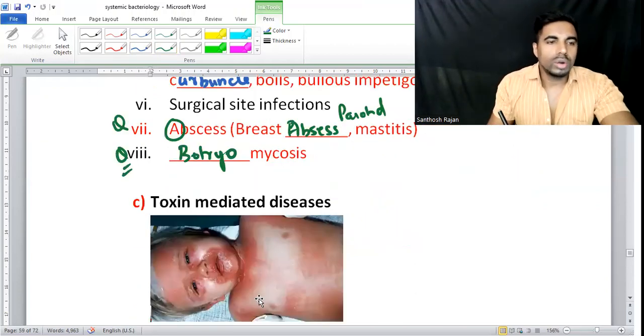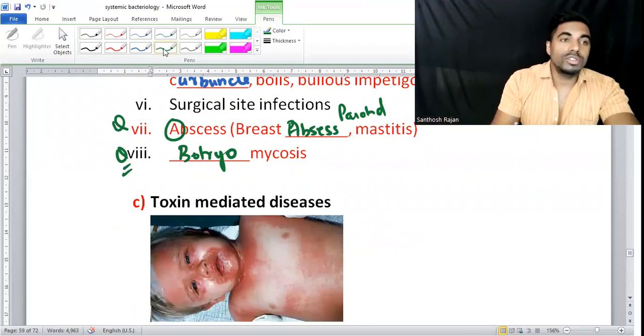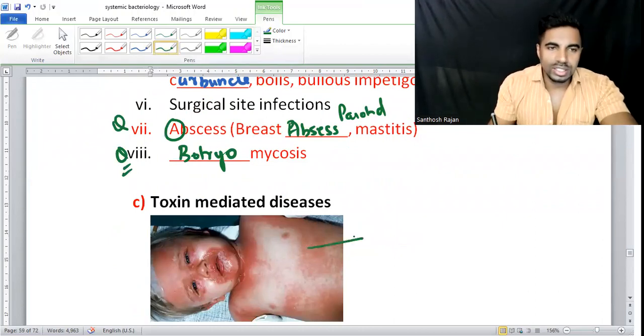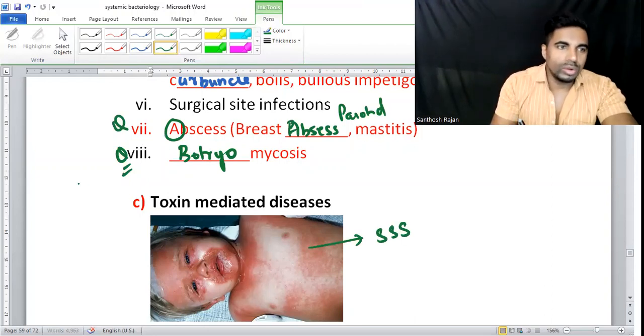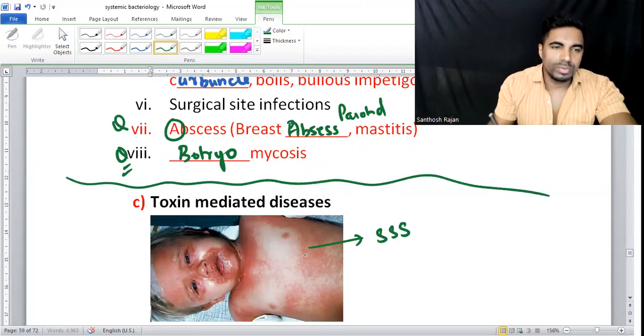Okay. Now, toxin-mediated diseases. If you see this picture, you can easily say this is scalded skin syndrome. Scalded skin syndrome, in babies. So, you see the toxin, it's toxin-related. Now we're going to talk about the toxin-related diseases. This picture is frequently asked. This is staphylococcal scalded skin syndrome. This is by toxins.